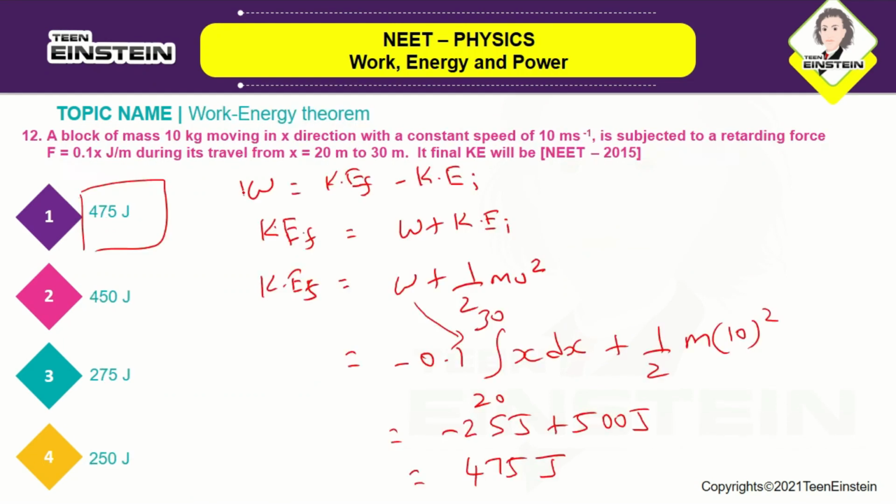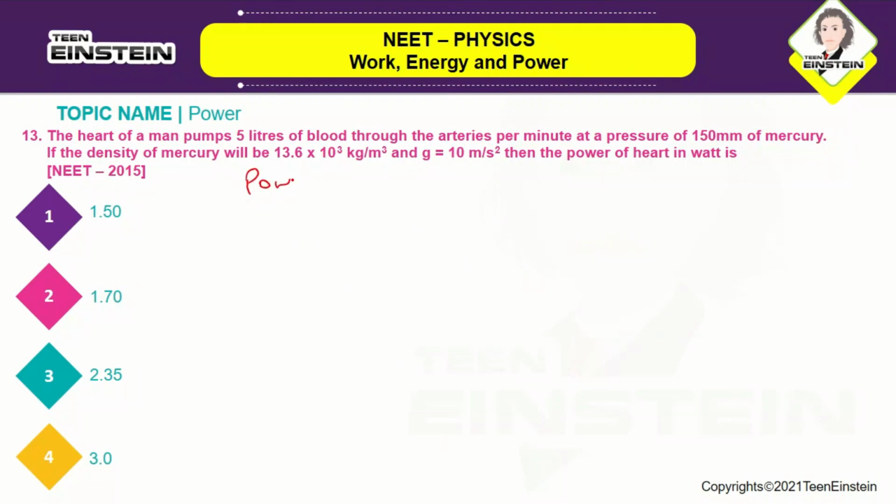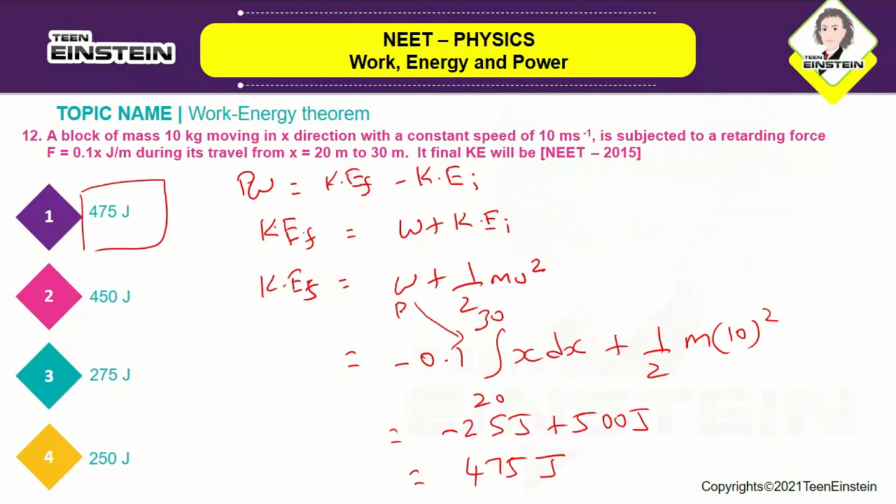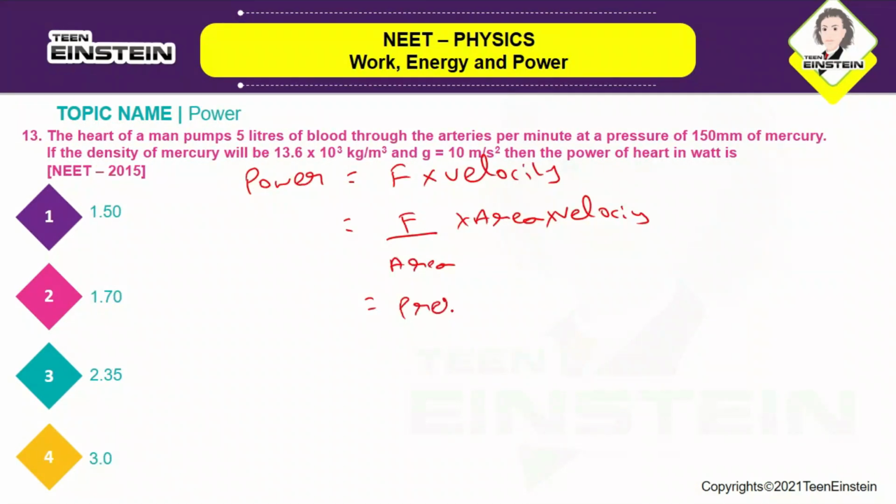So power of the heart is given by F into velocity. So the force is force by area into area. So you are multiplying area on numerator and denominator into velocity. Okay, so you know, F by A is the pressure into area into displacement by time. So velocity is the change in displacement per unit time, so it will be getting this.